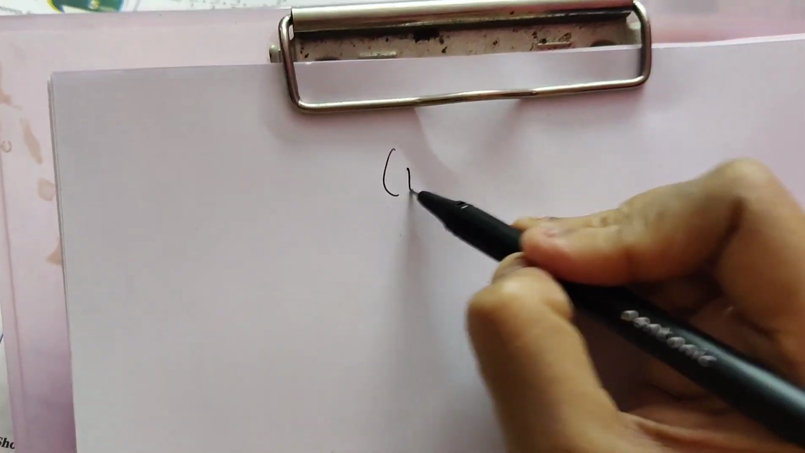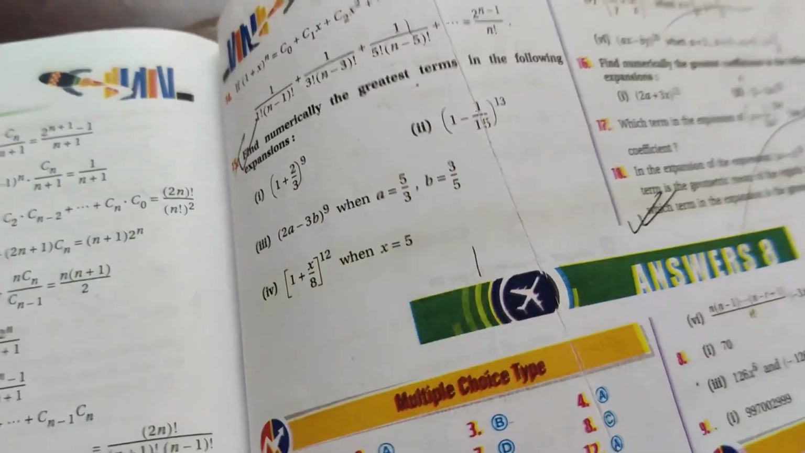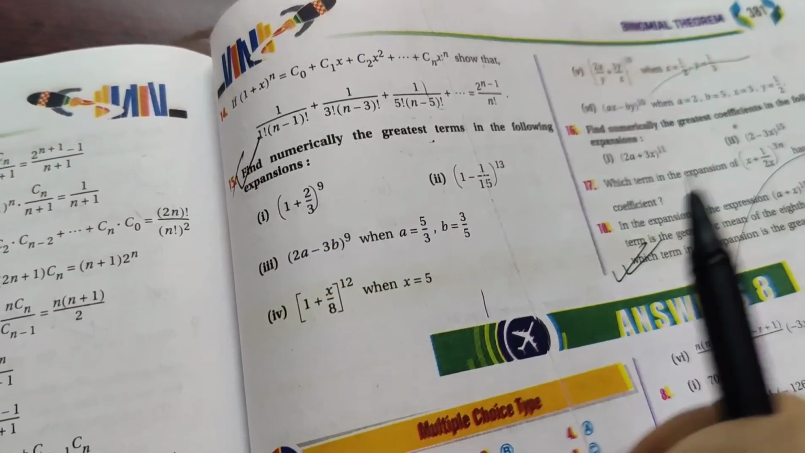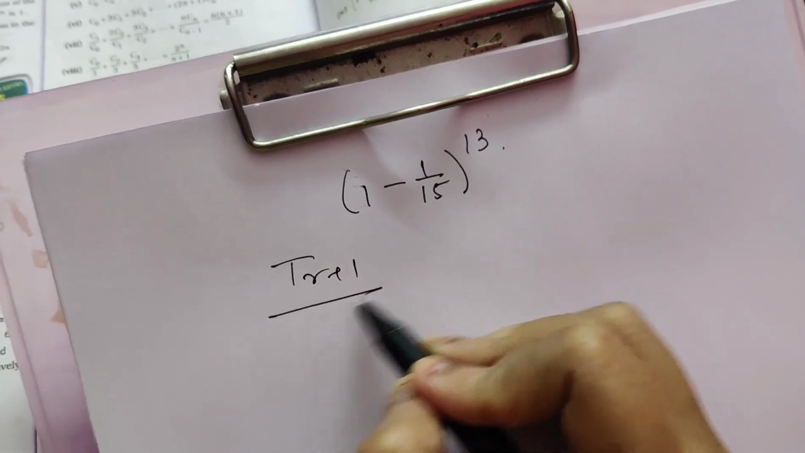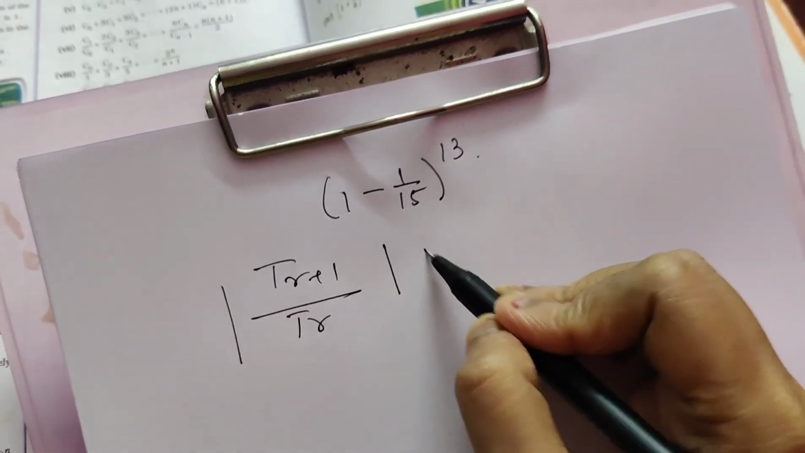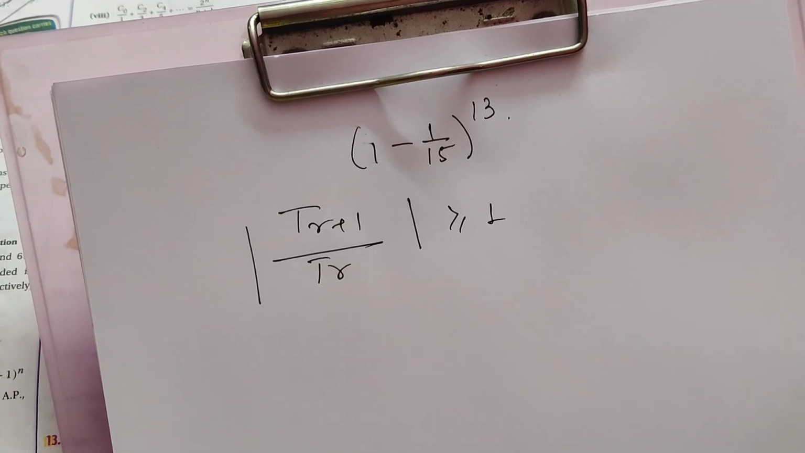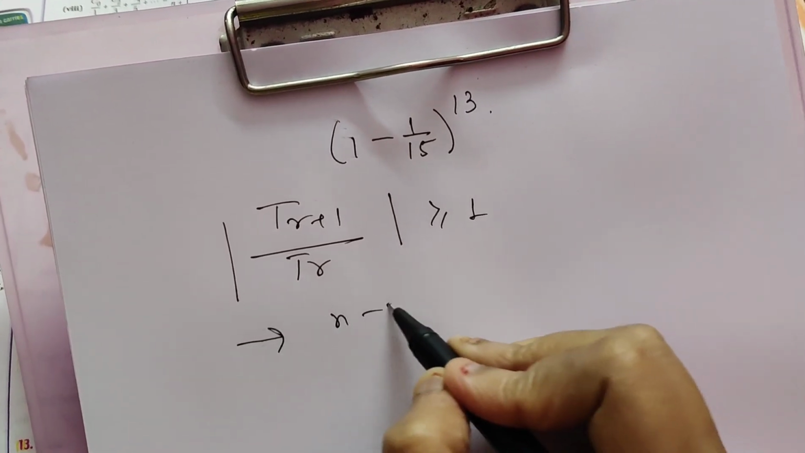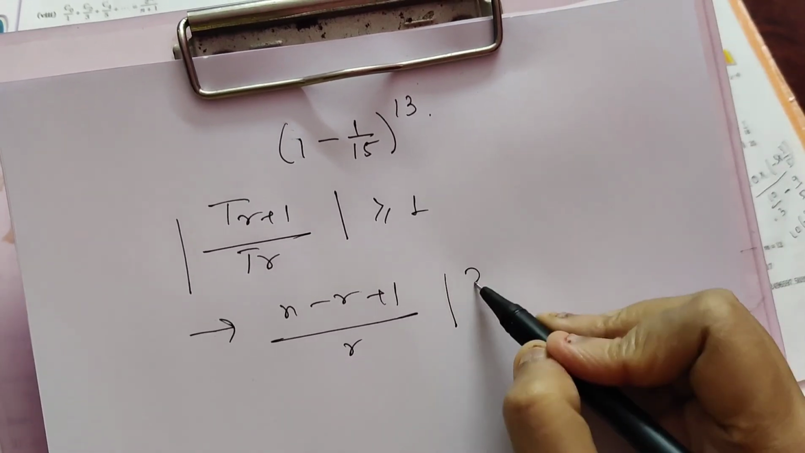Let's take another example, that is (1 minus 1 by 15) whole to the power 13. It's a sum from this book, SND 15-2, 5 marks. So according to the formula, mod of tr plus 1 by tr is greater than or equal to 1. Putting the general terms formula and simplifying it, what will be the result? Into mod.